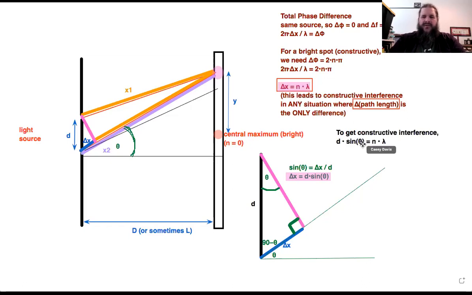So for destructive, we can take the exact same equation, but replace n with n plus 1/2. That way, that forces destructive interference instead of constructive interference. So you could use that to find the dark spots between the bright spots, but they should be pretty close to halfway between. Any other questions?